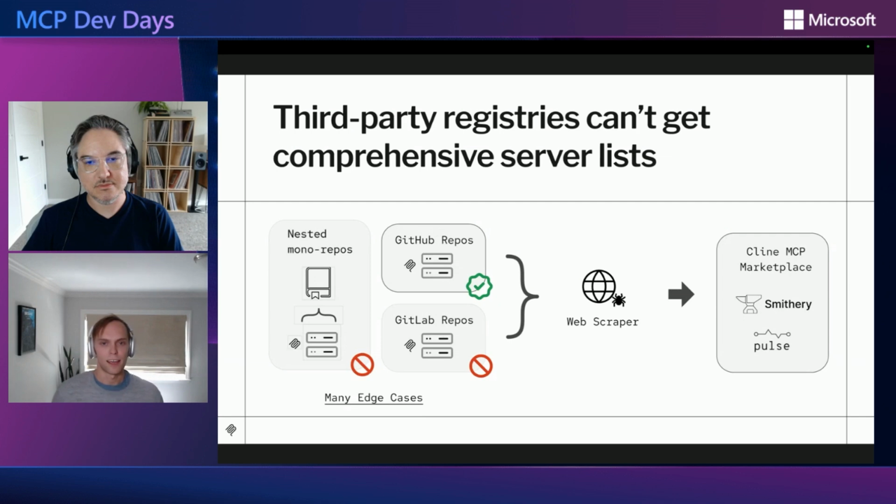The big first thing is that third-party registries can't get comprehensive server lists. Those third-party registries I've been mentioning that are getting launched all the time, sometimes called server marketplaces, a lot of them are using some sort of web scrapers, usually scraping GitHub repositories, since that's where most people are publishing their servers. They're missing things throughout the web ecosystem. They might not be scraping more niche places like GitLab.